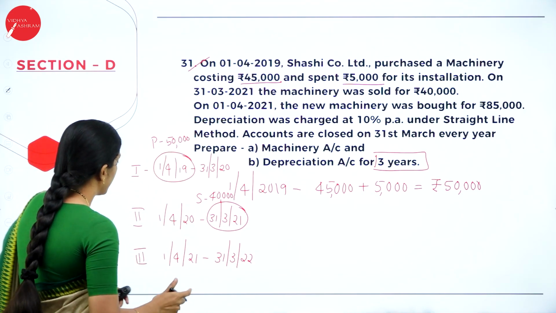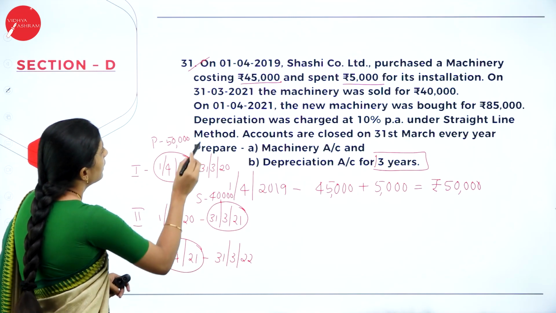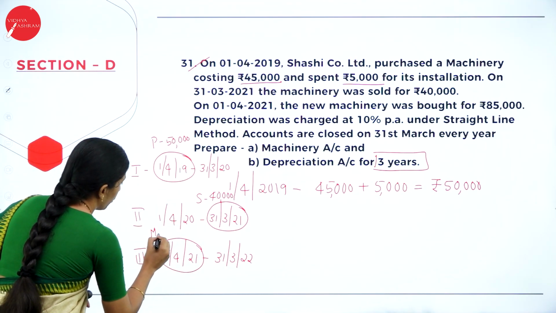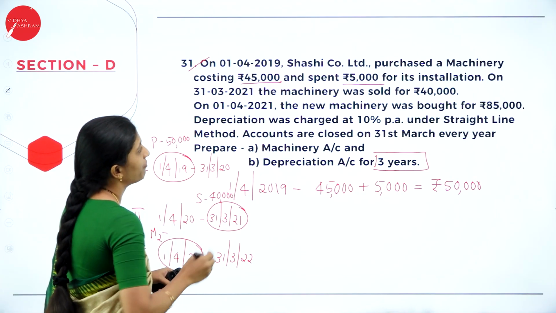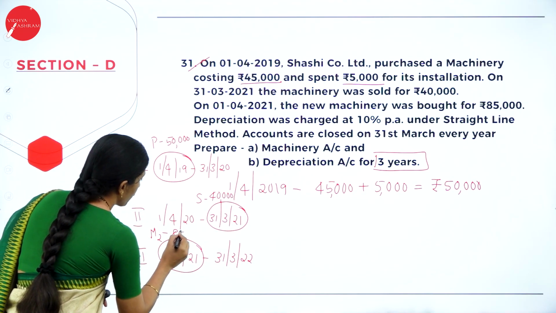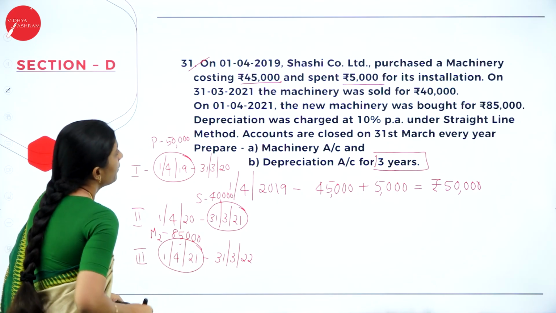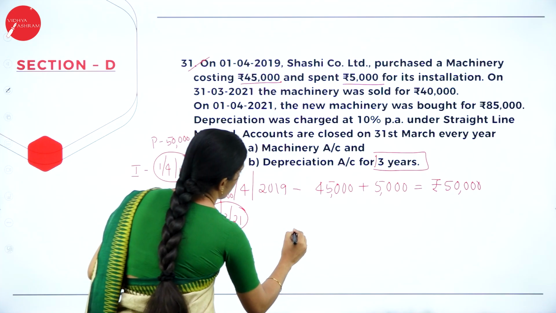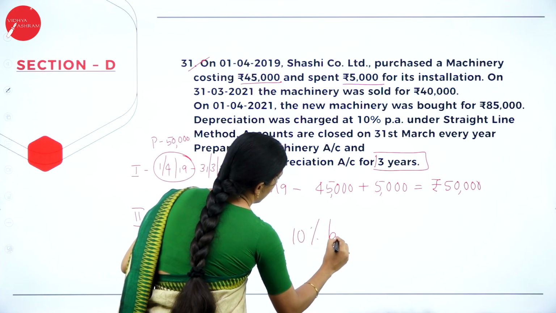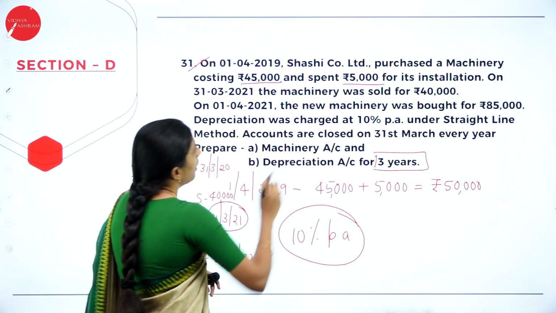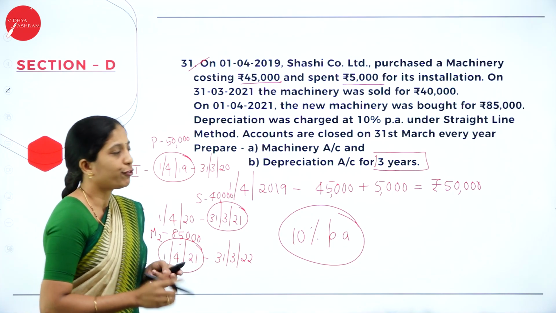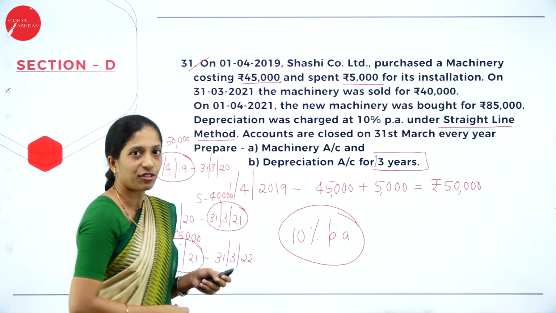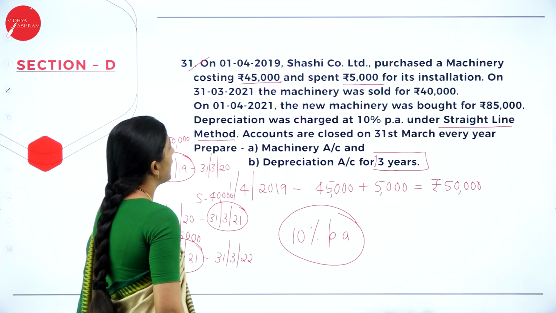Again, on 1/4/21, in the third year beginning, the new machinery was bought for rupees 85,000. So this is machine 2. For how much did we buy? For 85,000. Then what have they told? Depreciation was charged at 10% per annum and by the straight line method. So we have to follow the straight line method. You have to be careful and identify which method we have to follow. In this problem, it is the straight line method.